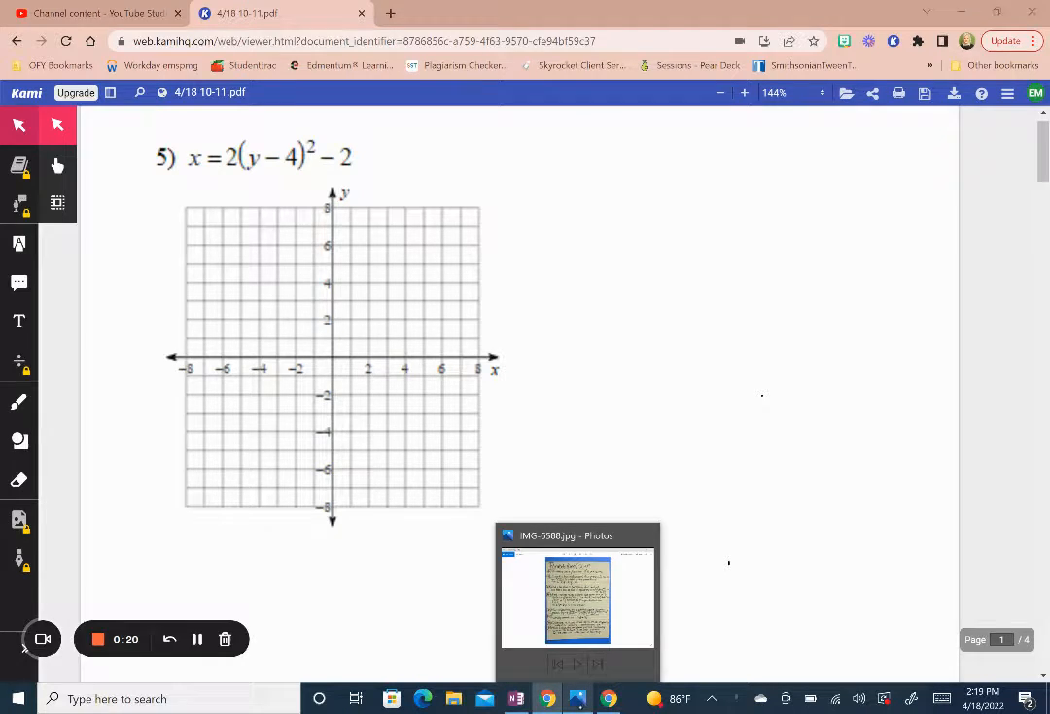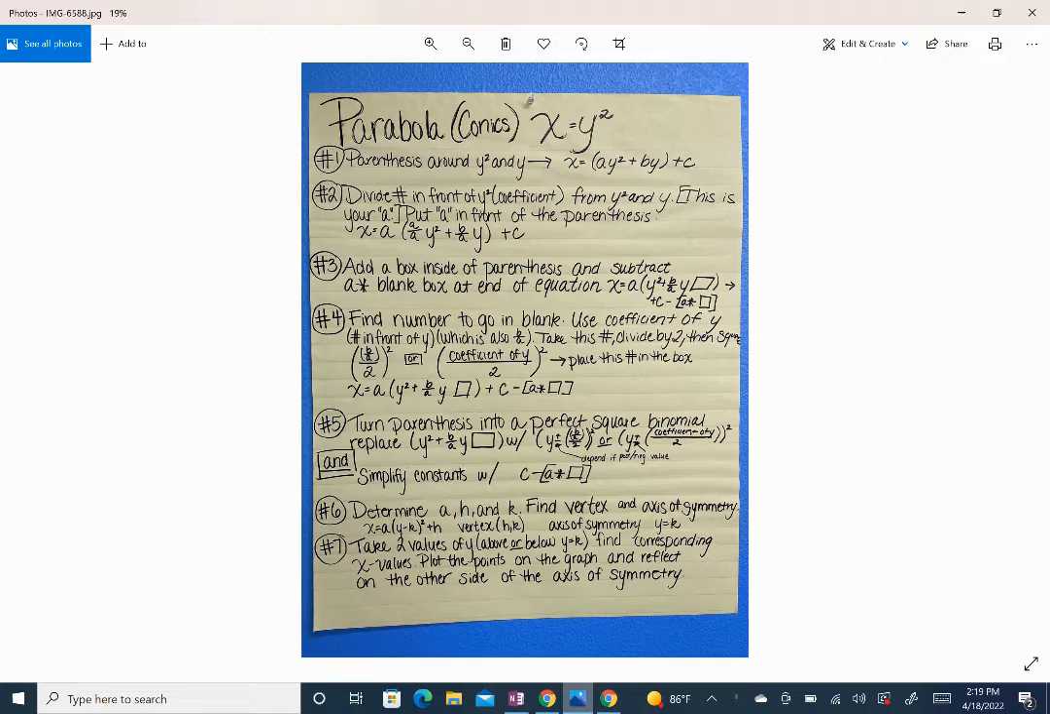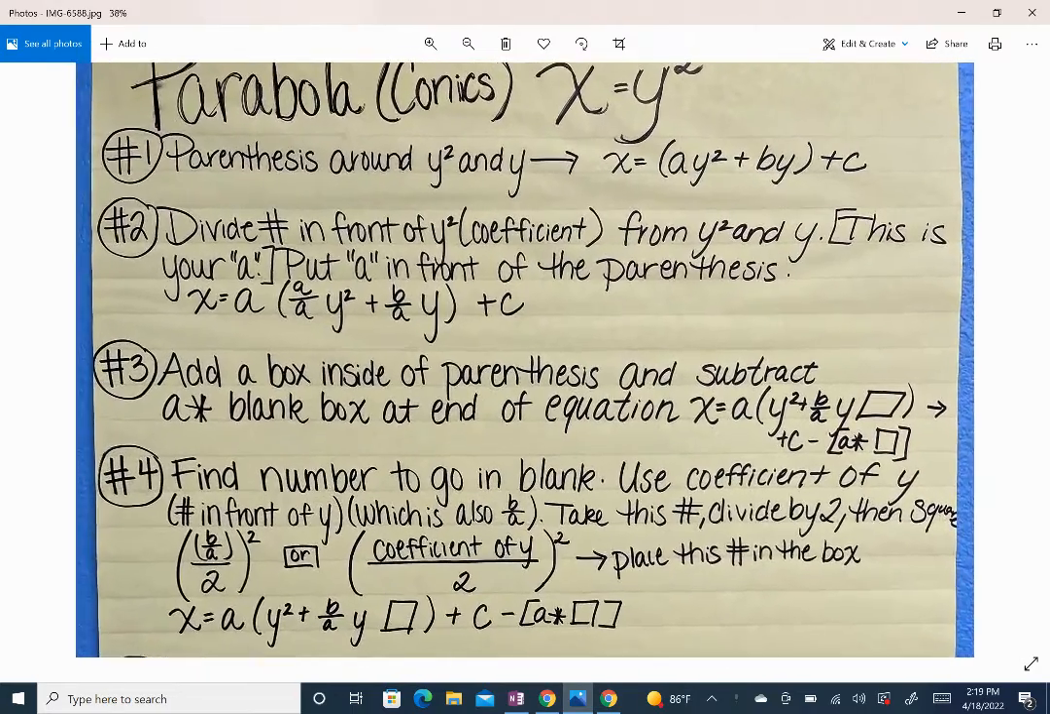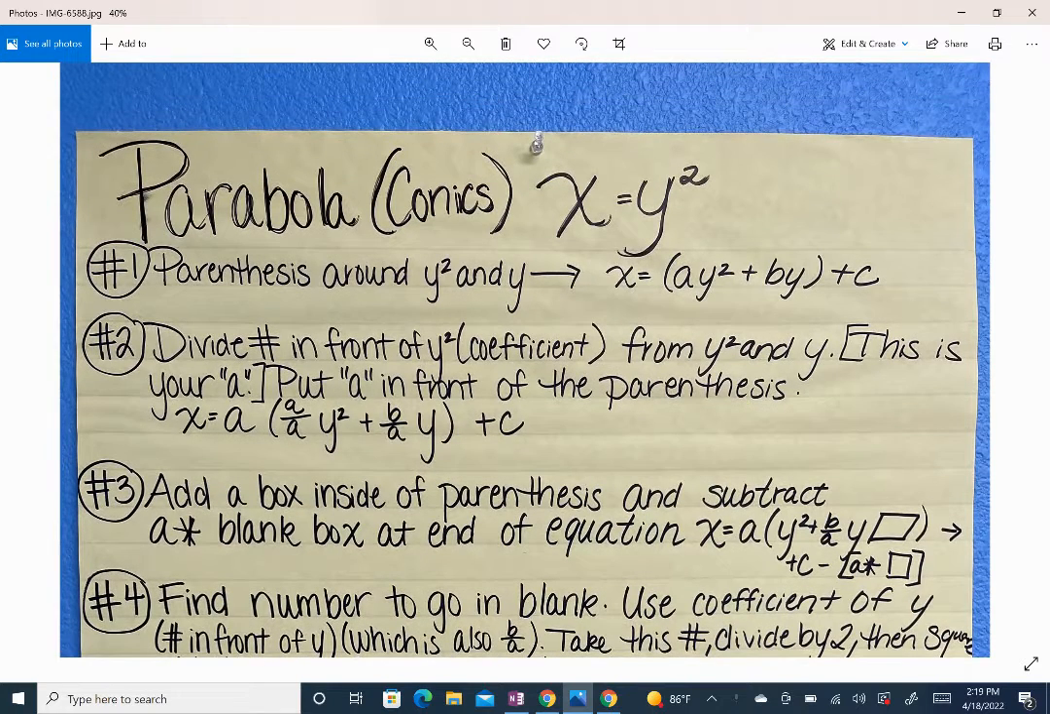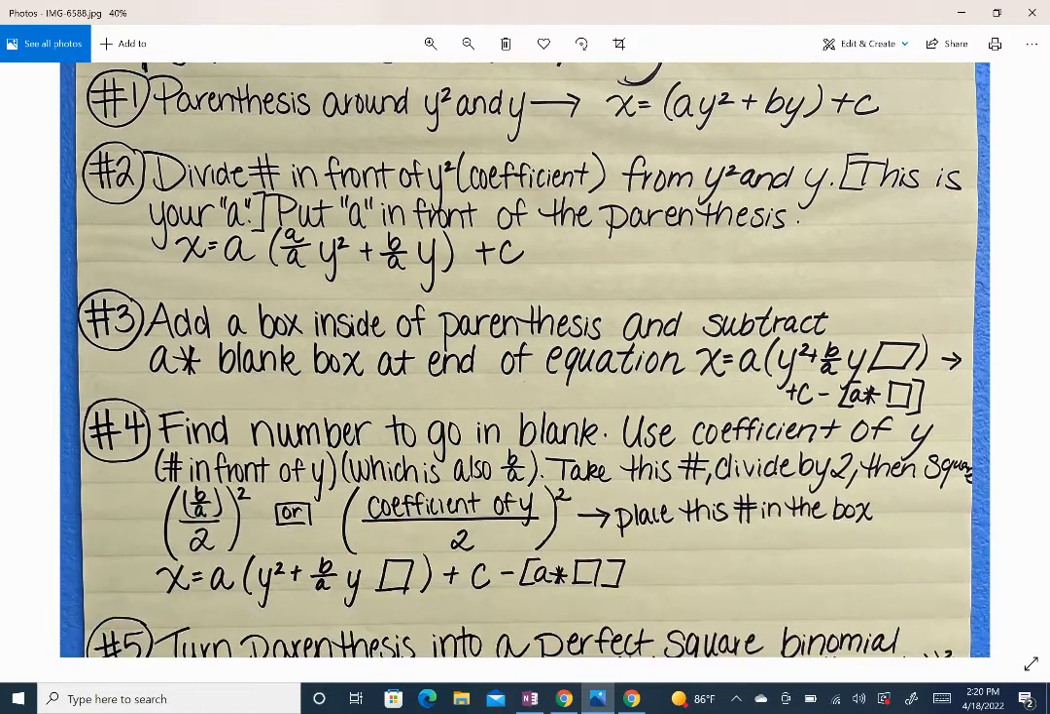So if we take a look over here, I wrote these on the wall so you can see them. Parentheses around y squared and y. So you can see it's going to be x equals parentheses ay squared plus by plus c. I did change around where you see b and a, because this is where I took out the a to be different. Anyways, this should be a little bit more clear on the wall now.